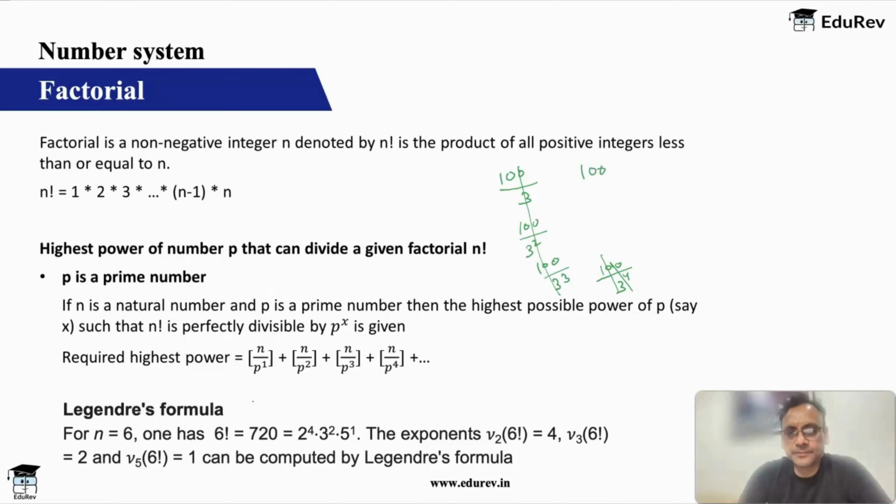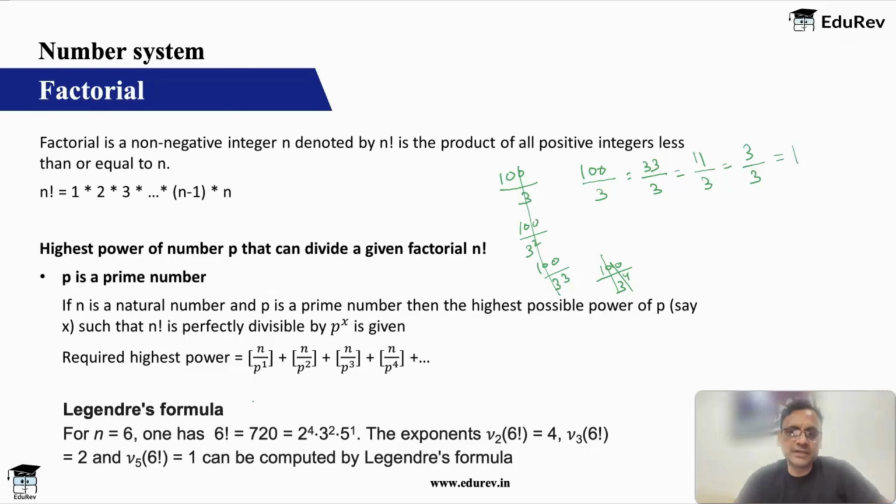Divide 100 by 3. You get 33. Now 33 is already 100 by 3. Divide this by 3. This will give you the second 3, which is 11. 11 by 3, you get 3. And 3 by 3, you get 1. So this is continuous dividing. So you don't have to really take powers.